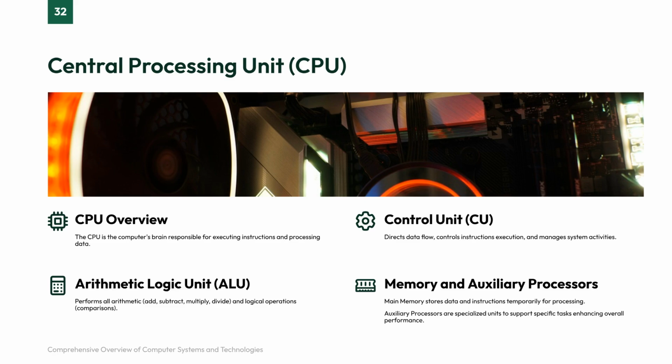The Central Processing Unit, or CPU, is the computer's brain. It is responsible for executing instructions and processing data. The Control Unit directs data flow and manages system activities. The Arithmetic Logic Unit, or ALU, performs all arithmetic and logical operations.